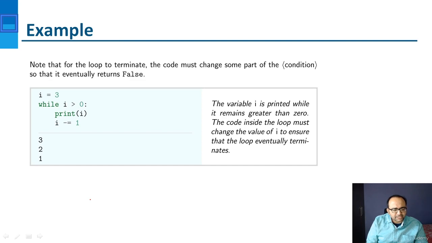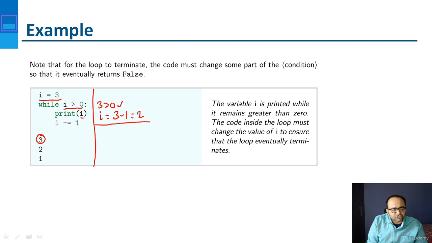So consider this example. Initial value of I is equal to 3. And now look at this conditional expression, I is greater than 0. In the first iteration, 3 is greater than 0, the condition will become true, the associated value of I will be displayed, that is 3 will be displayed here, and then I is equal to I minus 1, which means I is equal to 3 minus 1, the value will become 2.